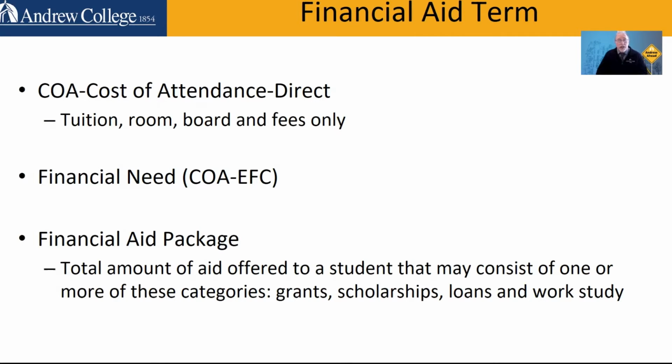Now, what a college does is we then try to create a financial aid package that comes as close as we can to meeting that financial need. Now, a financial aid package may be any one of or all 4 of the categories we talked about in part 1: grants, scholarships, loans, and work study.